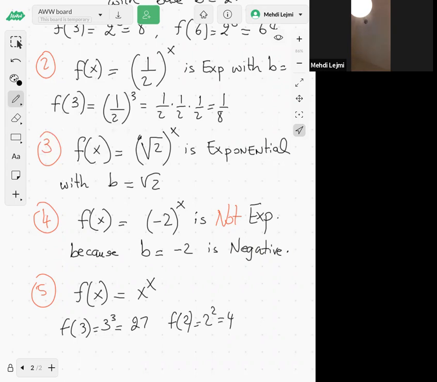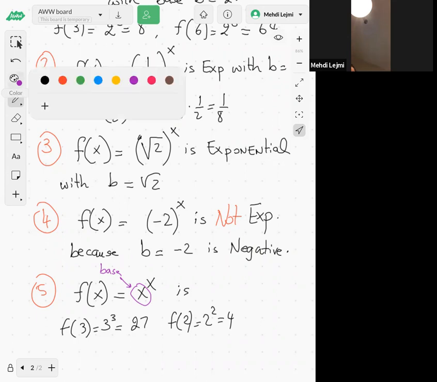You can have f of x equal to x to the power x. Here you see x is the exponent, and x is also the base. But such a function is not exponential, because the base b must be constant. Here the base is not a constant, so it's not an exponential function.